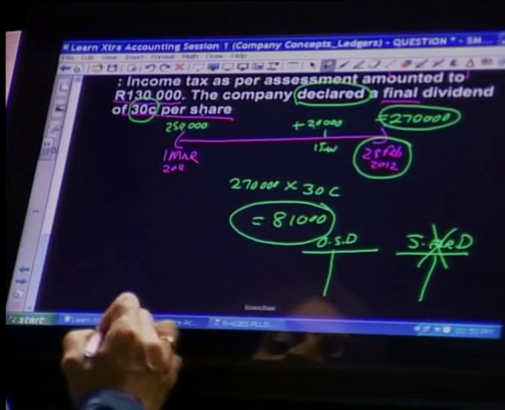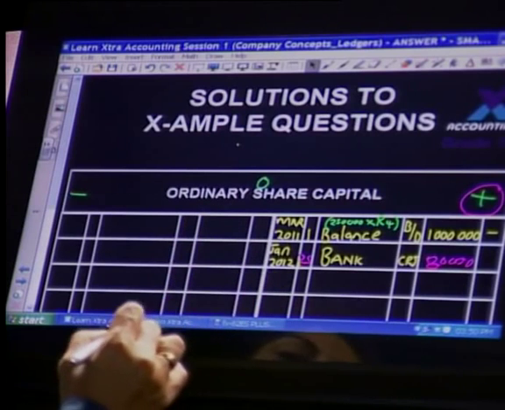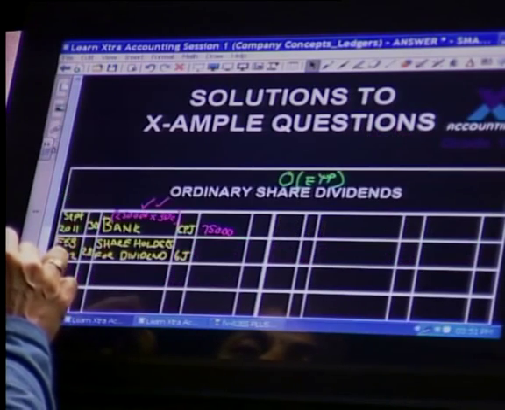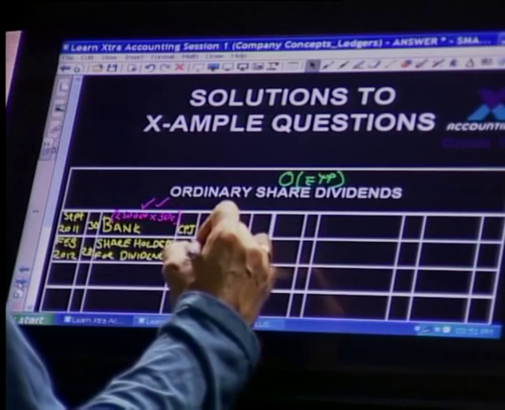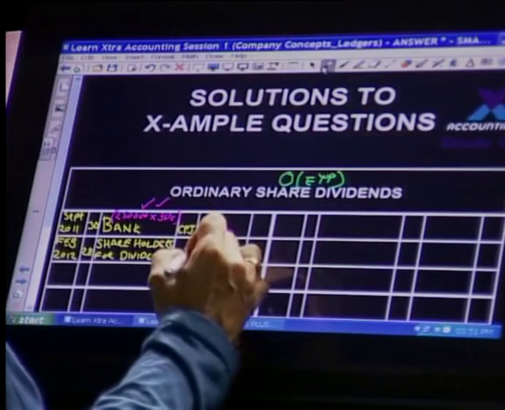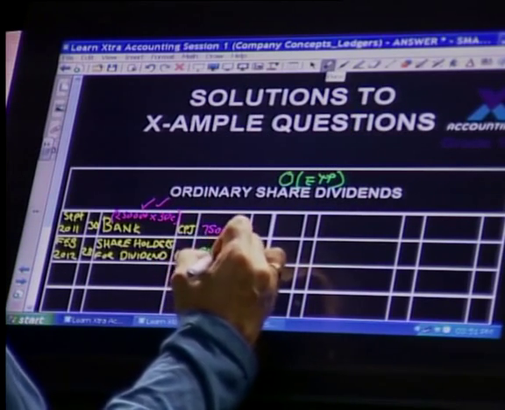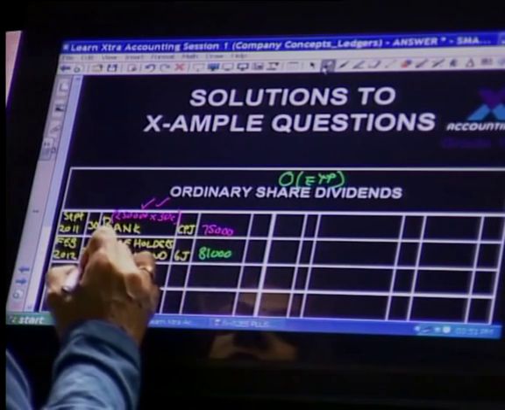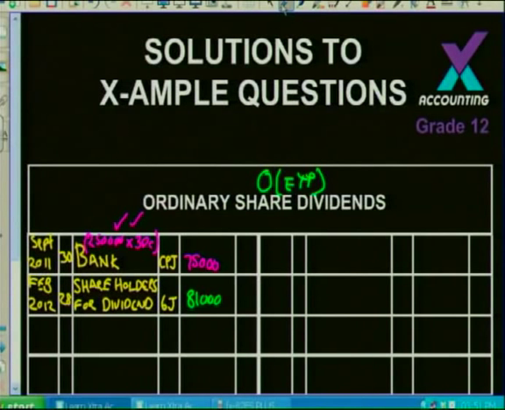So ordinary share dividends, let's go to that account. There we go. No, that's ordinary share capital. Okay, let's find ordinary share dividends. There we go. Our amount, 81,000. So let's fill that in, 81,000. Okay, and again, I want to show a bit of calculation for this 81,000. So because I don't have any space here, I'm going to use the next line. I took 270,000 times 30 cents, and that is how I got my final dividend, 81,000.